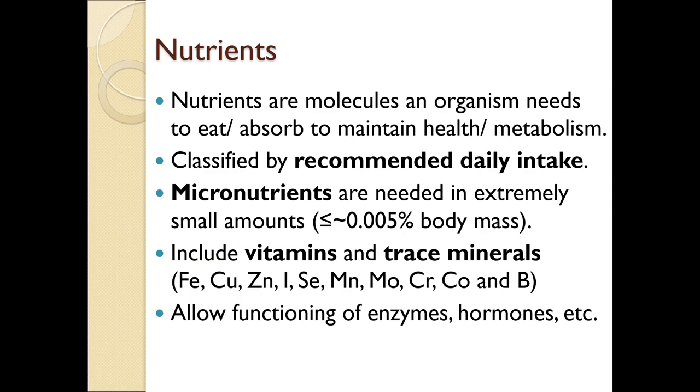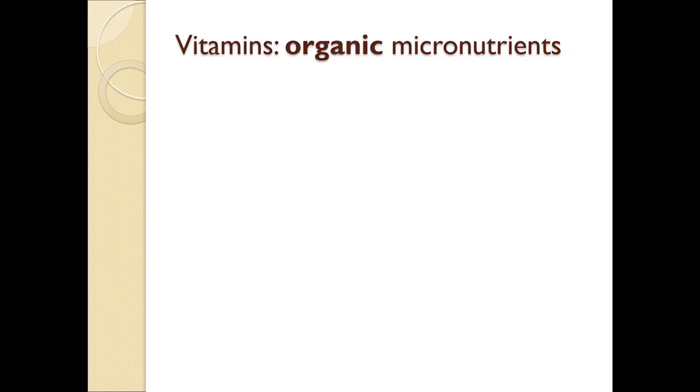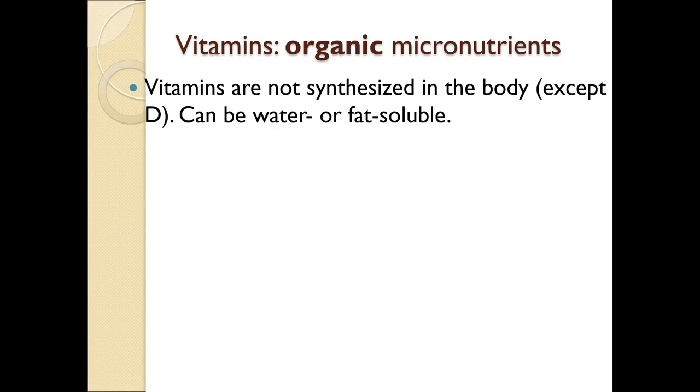But it is critically important to get them in your diet because they are important for the functioning of enzymes and hormones that are necessary for metabolism. Therefore, if you don't get enough of the vitamins and minerals, you suffer what's called a deficiency disease. For the purposes of IB chemistry, you only need to know about vitamins, not minerals. And vitamins are different to minerals in that they are organic micronutrients. They have a hydrocarbon structure to them.